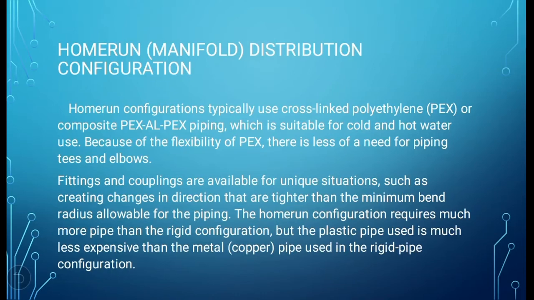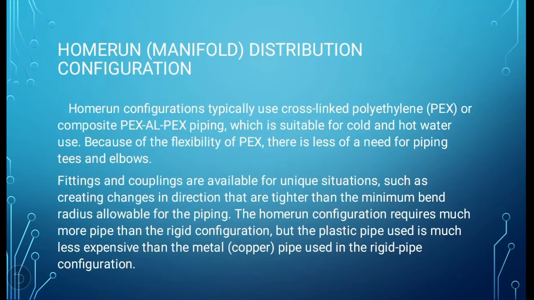Because of the flexibility of PEX, there is less of a need for piping tees and elbows. With one fitting needed at the manifold and a second transition fitting at the fixture, a single run is made from the manifold to the fixture. As a result, home run configurations can be installed more quickly than rigid plumbing. Fittings and couplings are available for unique situations, such as creating changes in direction that are tighter than the minimum bend radius allowable for the piping.